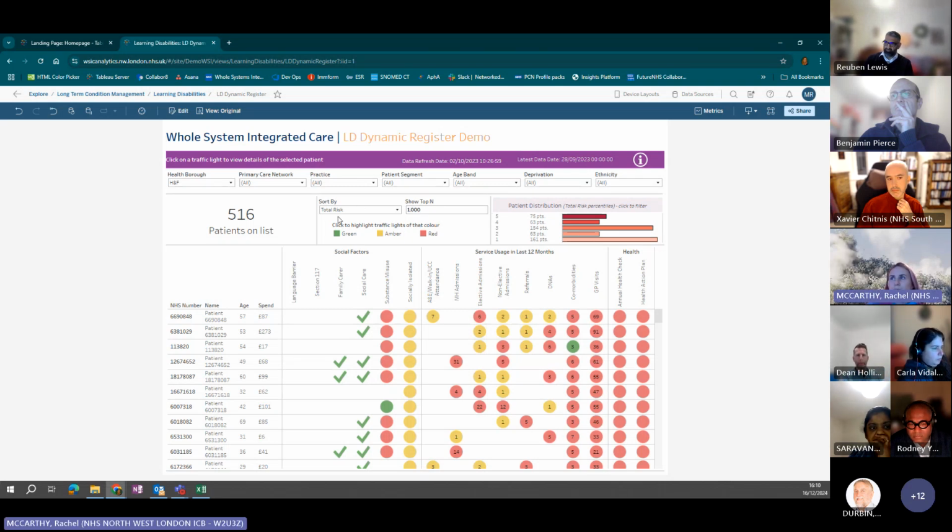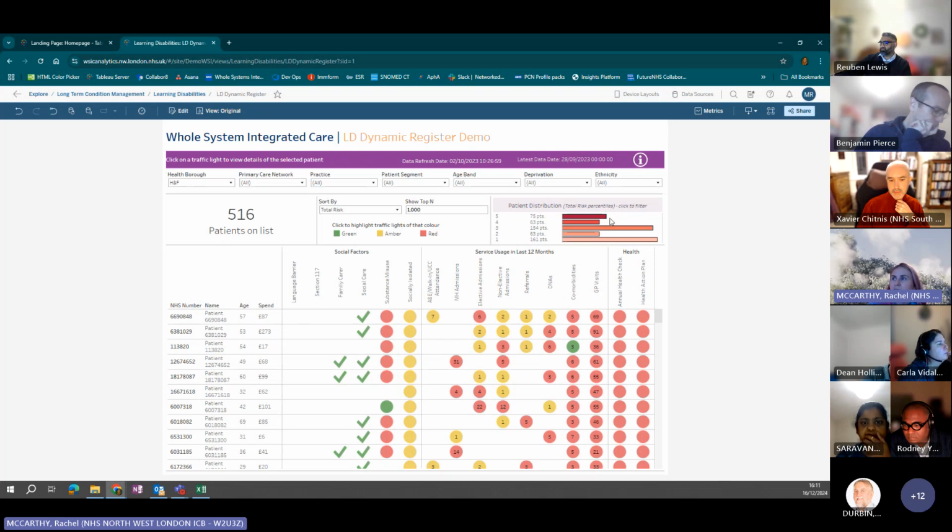We've got a sort by. At the moment, it defaults to the total risk, which I've briefly explained this dashboard has been built in order to calculate a risk score per patient. But it might be that we want to look at these patients in an order that is different to that. So there are other ways of sorting this list of patients.